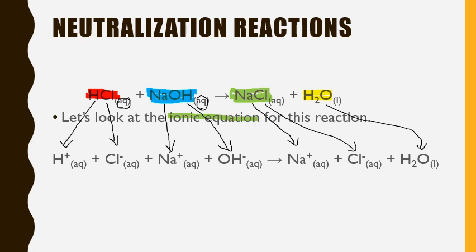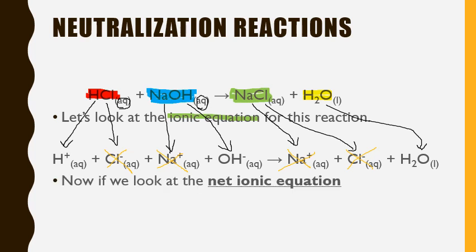Now, let's take a look at spectator ions, things that don't actually react in this equation. Do you notice sodium, Na plus, on both the reactant side and the product side? If it's on both the products and the reactant side, that means it didn't actually do anything in the reaction. It's what we call a spectator ion. Same thing here, Cl minus. Get rid of those. What do we have left?